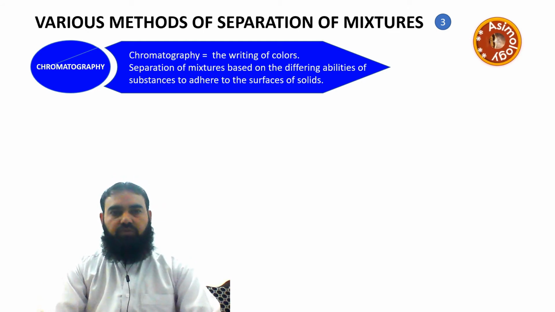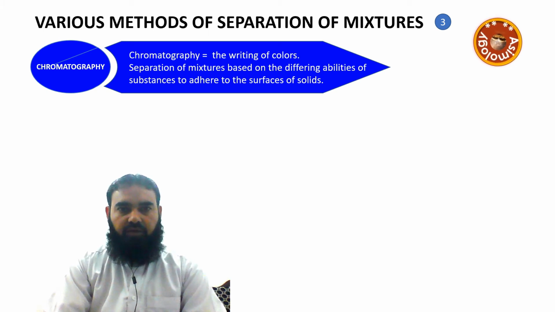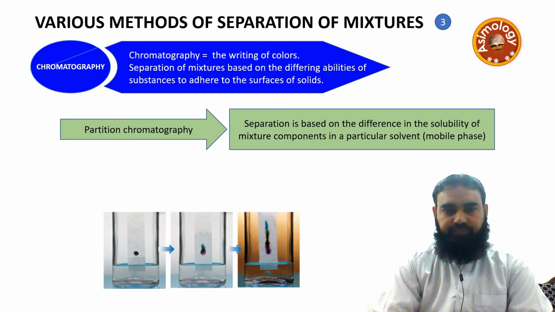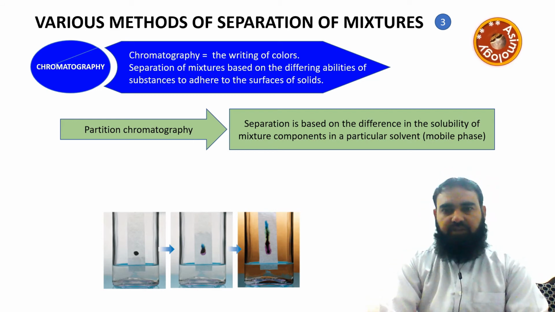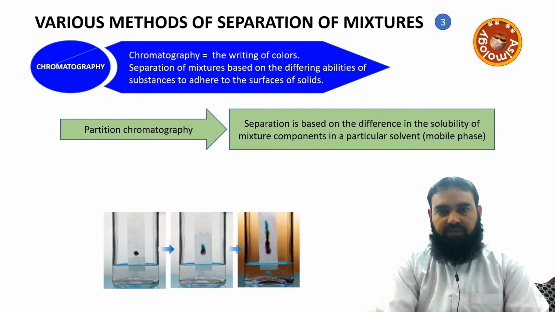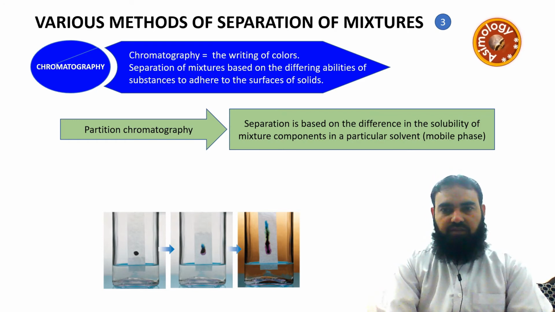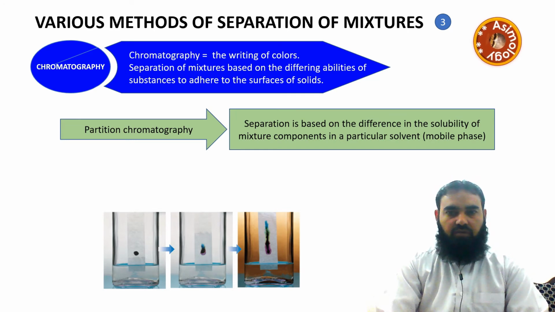Chromatography is another technique used for separation of liquids, miscible liquids, and this technique is based on the difference in the abilities of substances to adhere to the surface of solids. Partition chromatography is a common example in which separation is based on the difference in the solubility of the mixture components in a particular solvent, that is the mobile phase. In chromatography, we have two phases. One is the stationary phase or the solid phase, which is not moving, and one is the mobile phase or movable phase, which is moving.